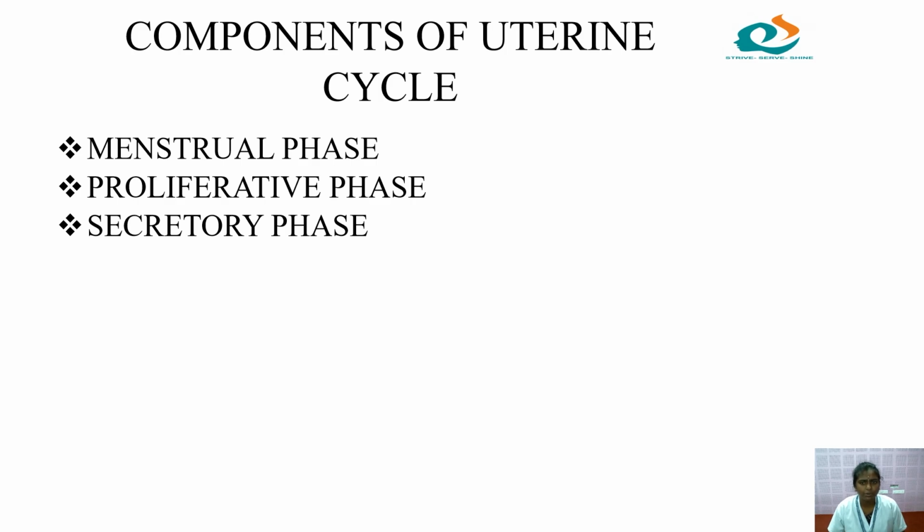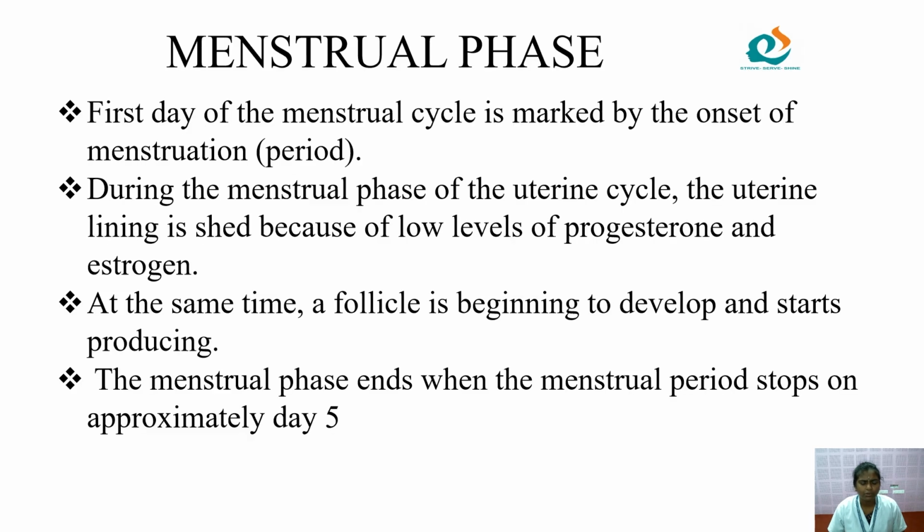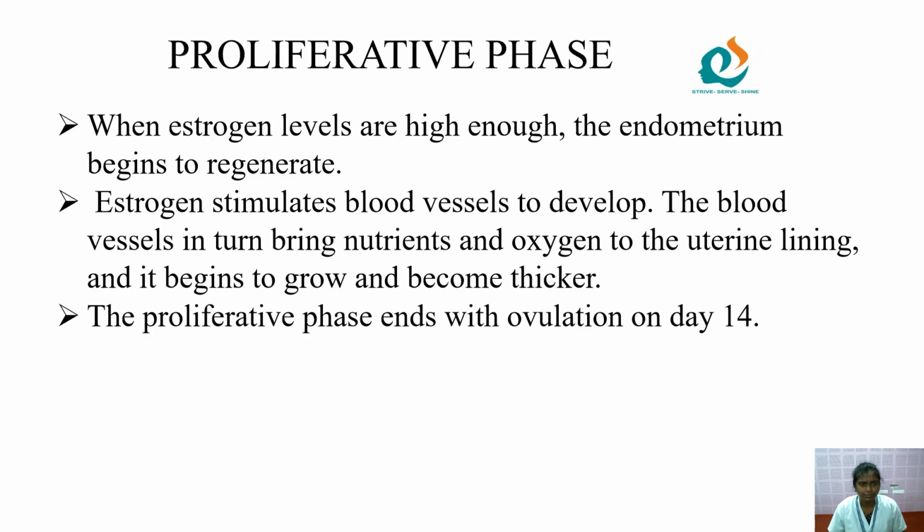The uterine cycle has three components: the menstrual phase, the proliferative phase and the secretory phase. Moving on to the menstrual phase: the first day of the menstrual cycle is marked by the onset of menstruation. During this phase, the uterine lining is shed because of low levels of progesterone and estrogen. At the same time, a follicle is beginning to develop and start producing hormones. The menstrual phase ends when the period stops, at approximately day 5.